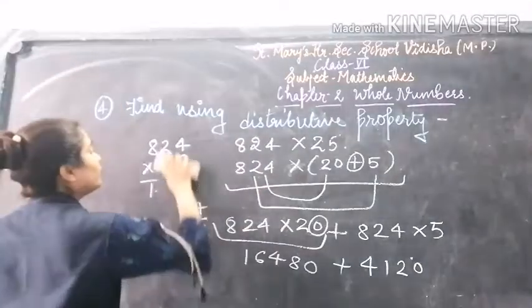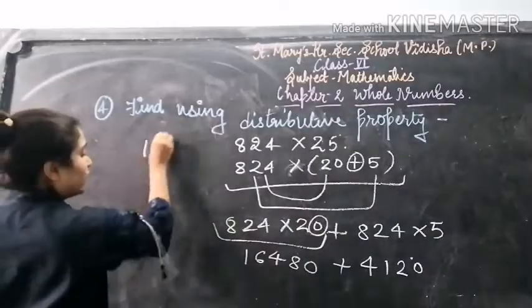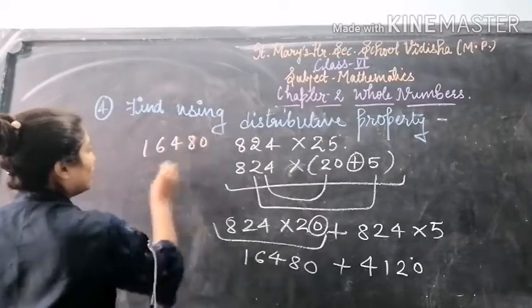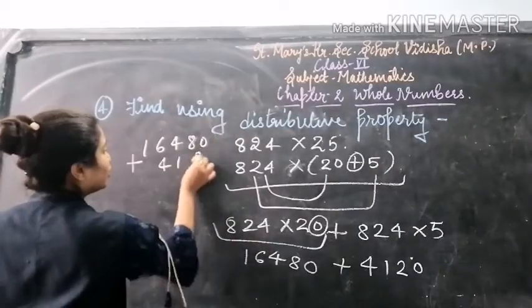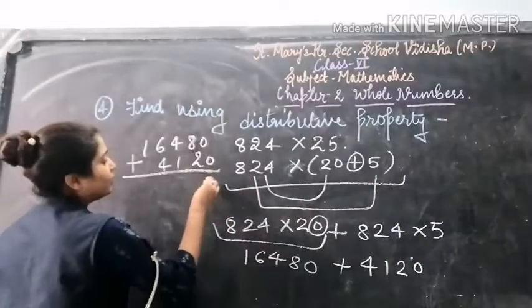Now what do we have to do? We have to add both these numbers. So when we add 16480 plus 4120, what will we get? Let us add both these numbers.